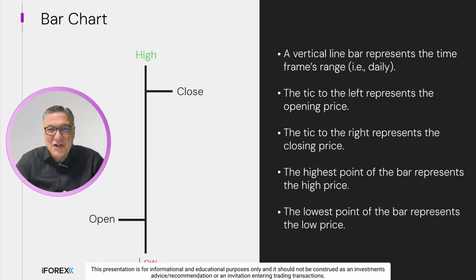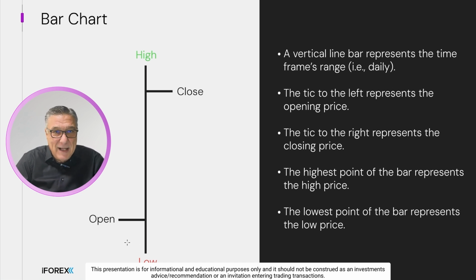The first chart type that we're going to explore is the bar chart. It consists of a vertical line where the highest point of this vertical line is the highest price of the session, and the lowest price of the session is found at the bottom of this vertical line, the low price.